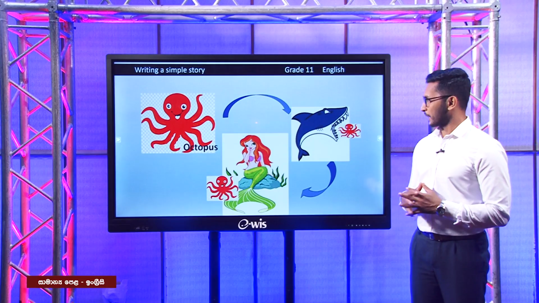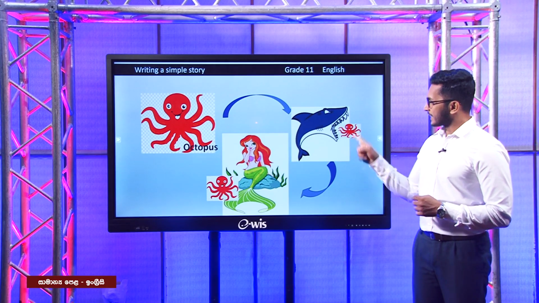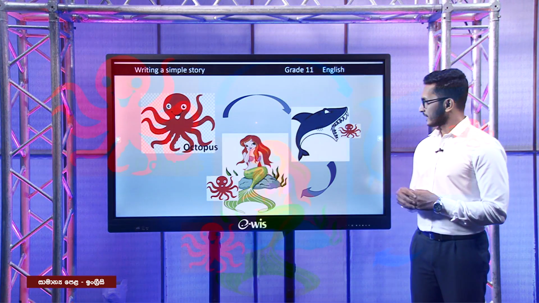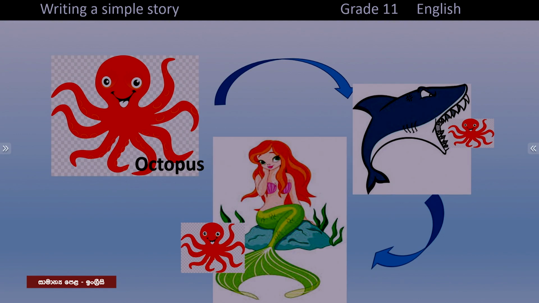Now look at the second picture. Yes, it has sharp teeth. It's fierce looking. It also lives in the deep ocean or sea. You know the animal here. So what is it? It's a shark.